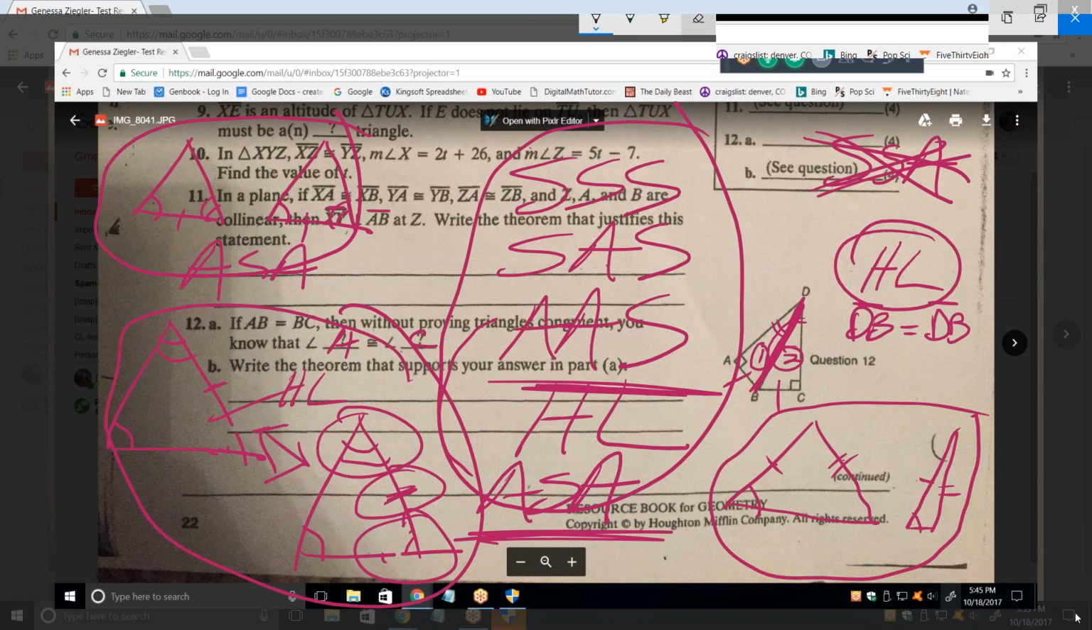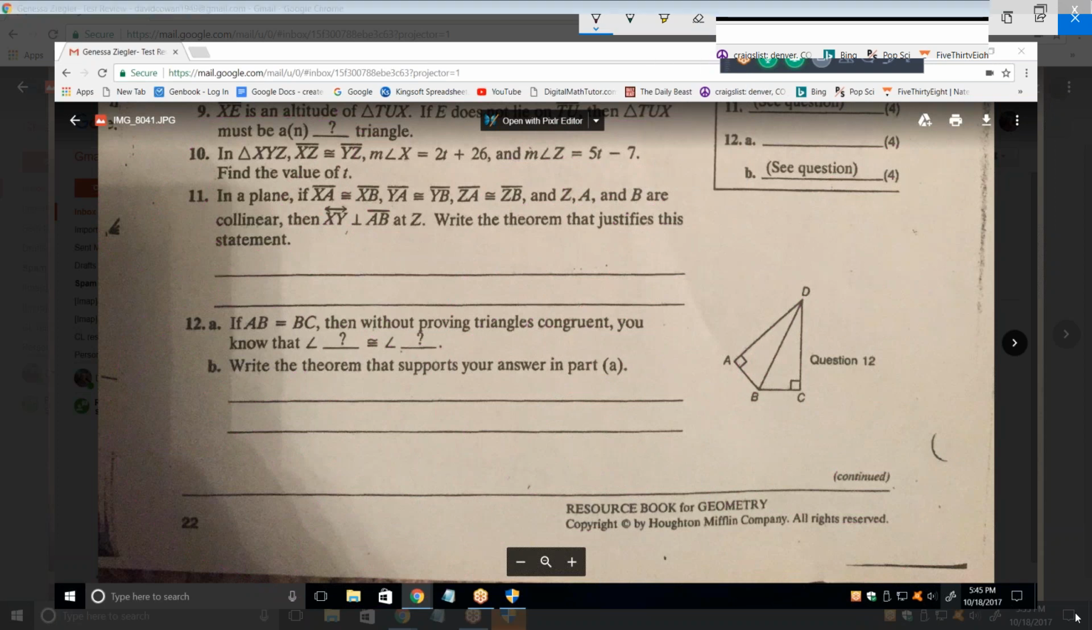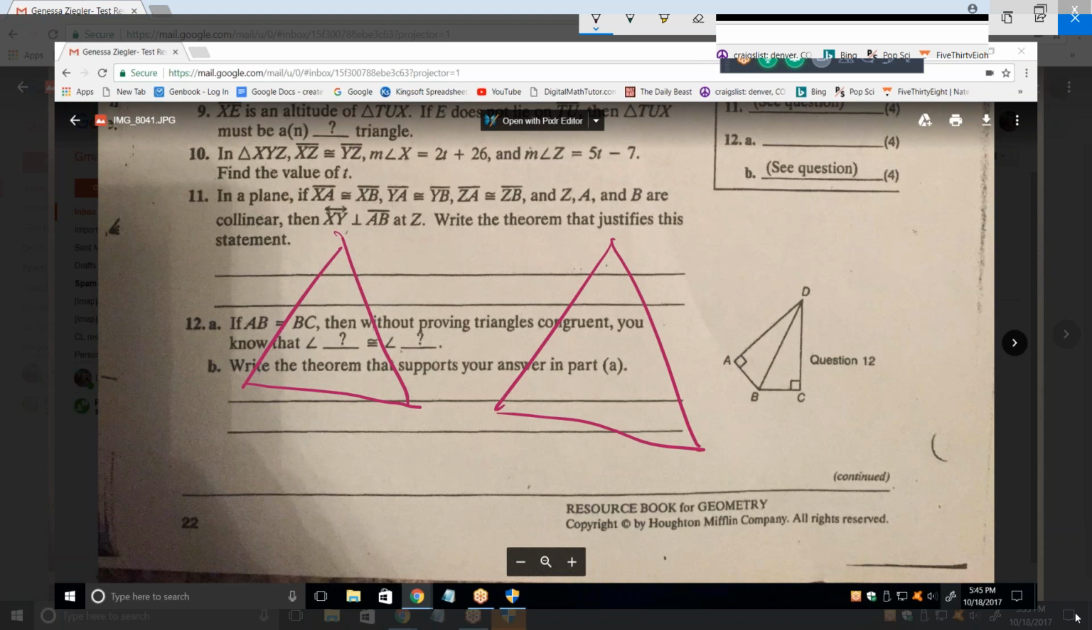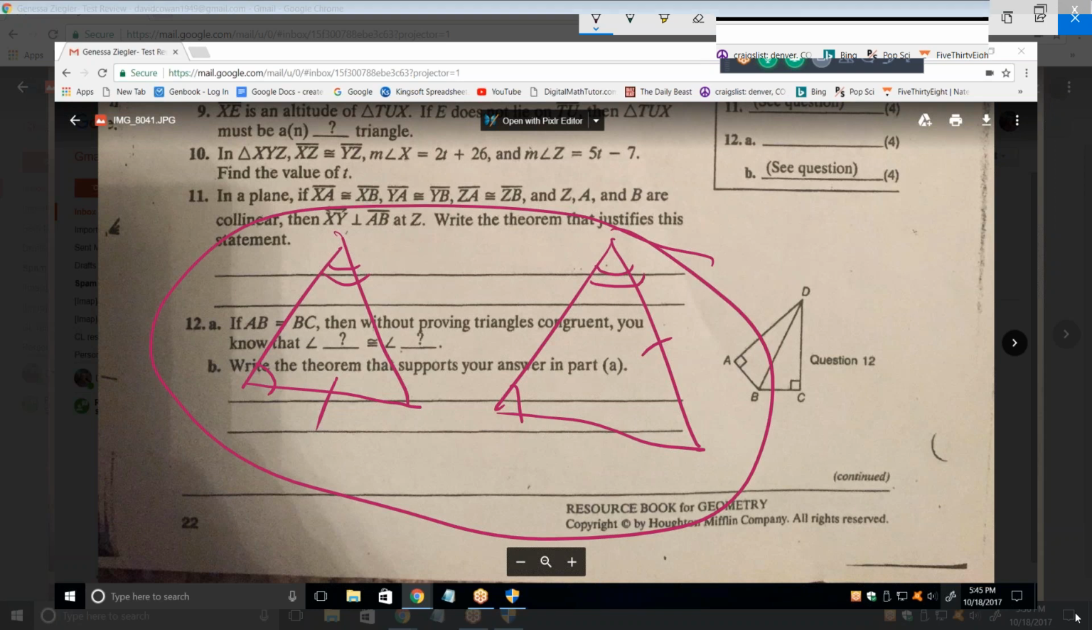In other words, let me clarify this. If I have two triangles, I know that angle is the same as that angle. I know that angle is the same as this angle. But if I know that side is the same as that side, that's not proving congruency. You see why? Because the sides that are equal are not opposite the same angles. So this picture does not prove congruency.